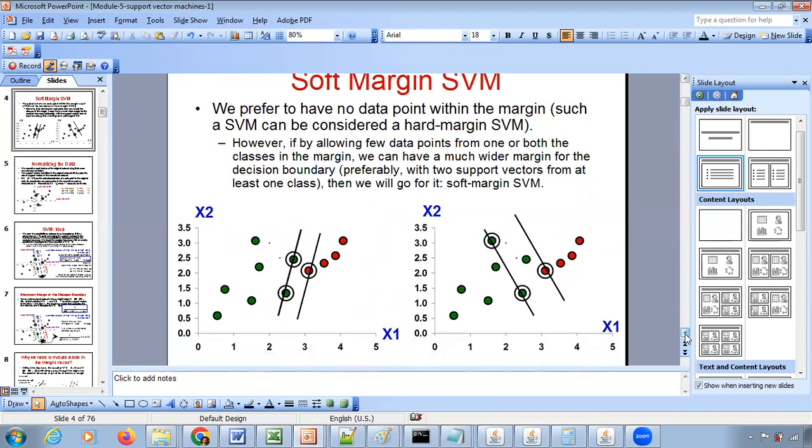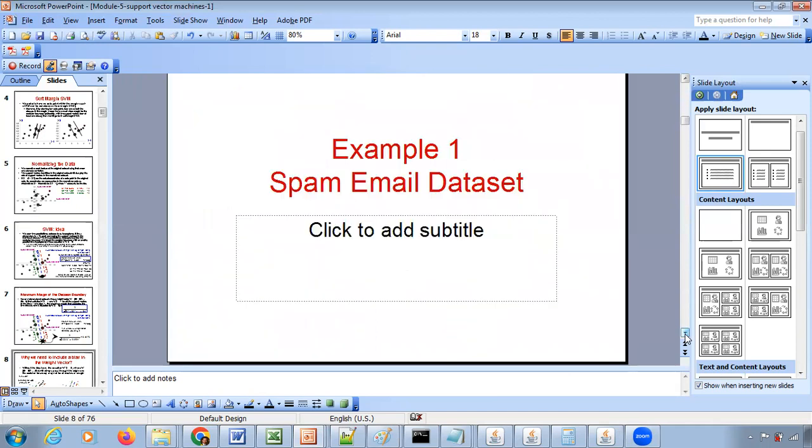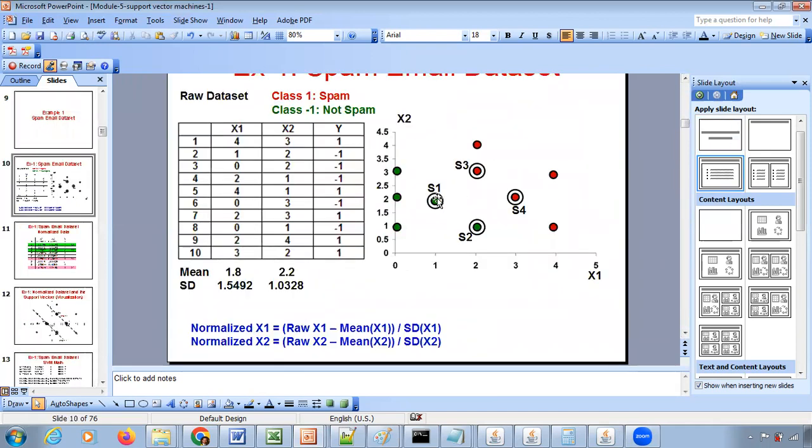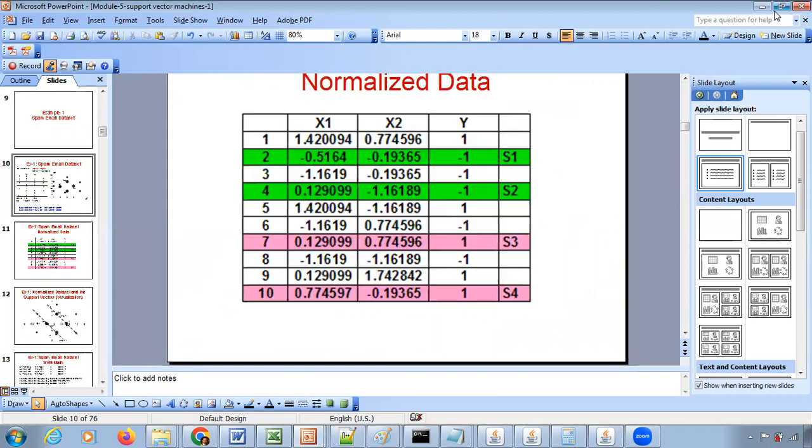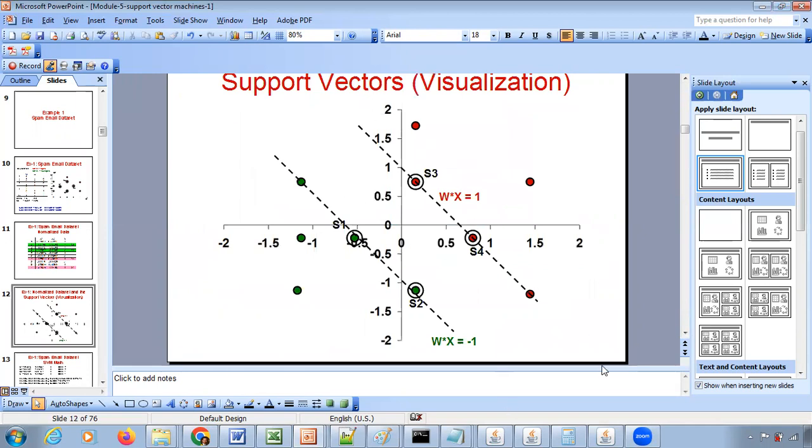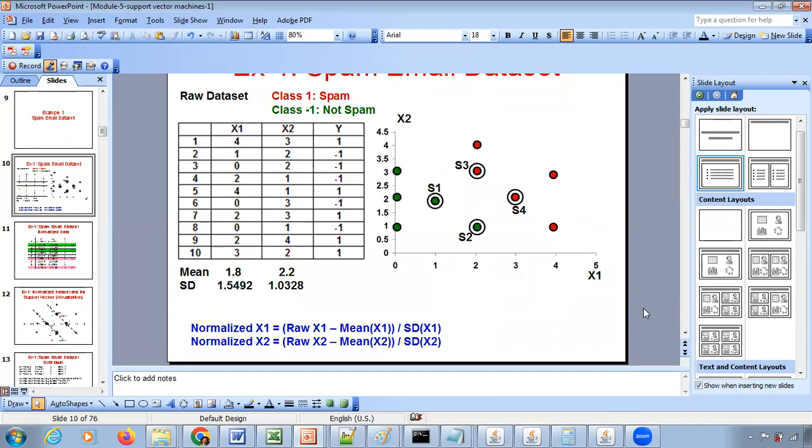But we don't have such a case in our spam email dataset. It's very clear that we could go with these two data points as support vectors for the green class and these two as the support vectors for the red class, such that we could connect them with a much wider decision boundary. So you basically choose the support vectors with the raw data set itself and then go to the normalization process. The normalization math is basically done like this.